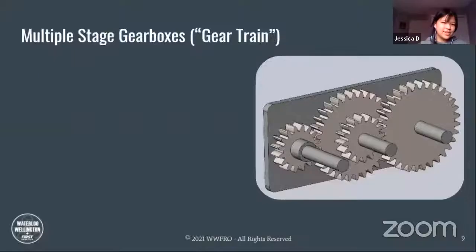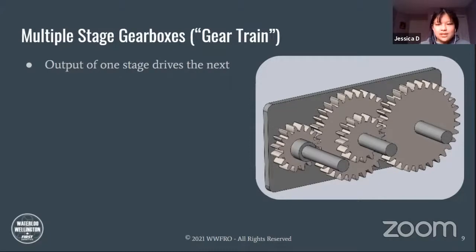All right, how about a more complex example? A multiple stage gearbox, also called a gear train. So you can see there's multiple stages. We have gears on different levels, meshing at different heights or levels, whatever you want to call it. So the output of one stage drives the next.